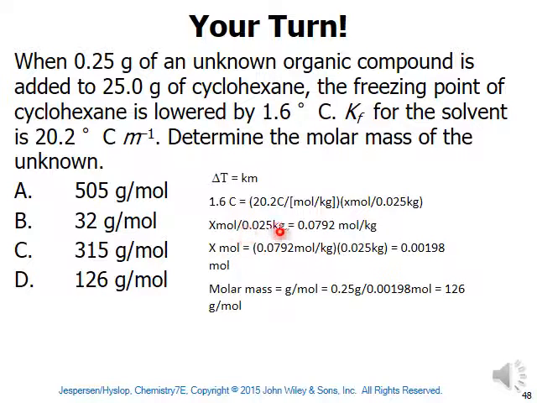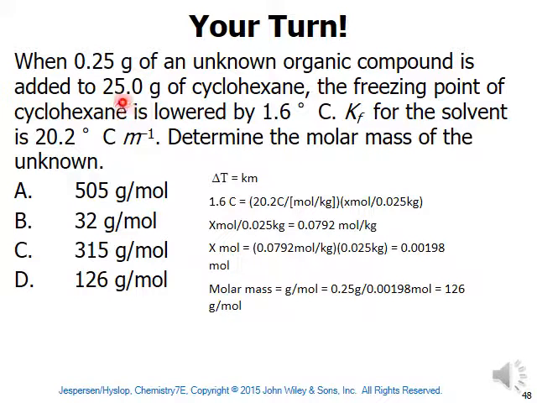So just multiply both sides by 20.2. And when we do that, we get x moles per kilogram per 0.025 kilograms. Where'd I get the 0.025 kilograms? That's 25 grams. Is equal to 1.6 divided by 20.2 moles per kilogram. So you can see the units work out. So now what we do is solve for x, and we get 0.00198 moles.